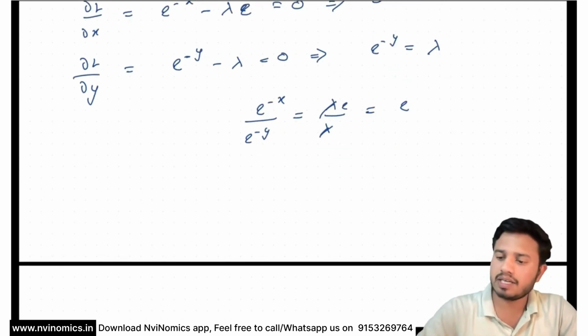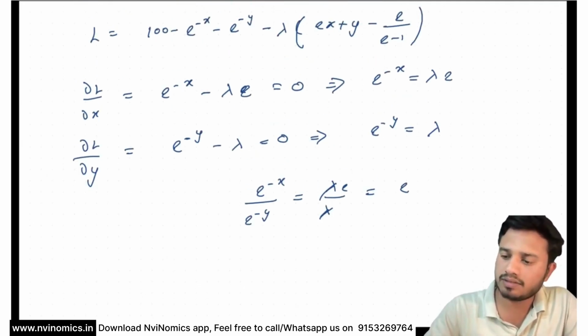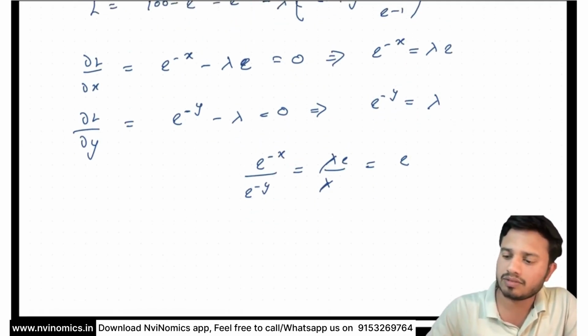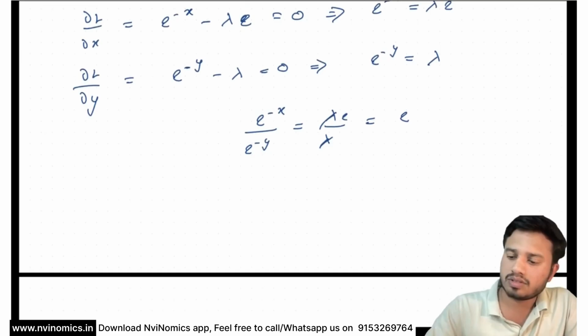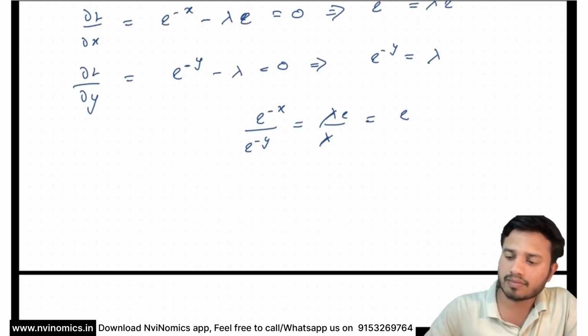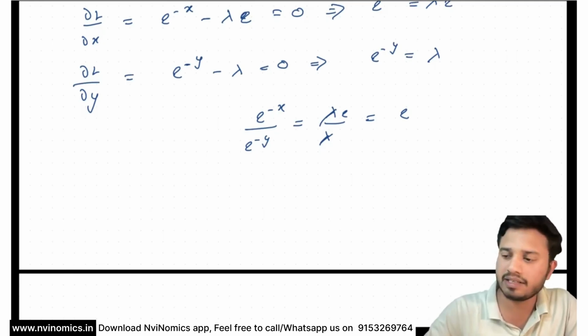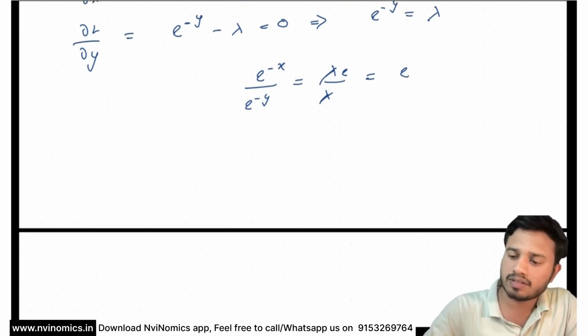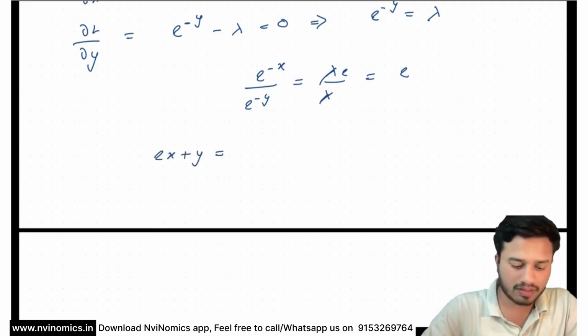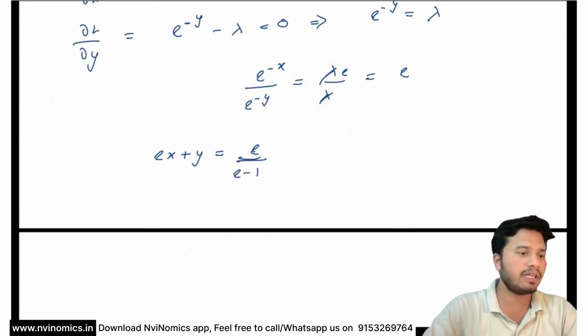The third equation, again you can do del L by del lambda, or you can just clearly write the constraint. The constraint is e to the power x plus y equals to e to the power e divided by e minus 1.